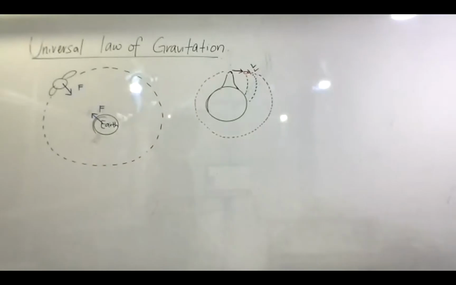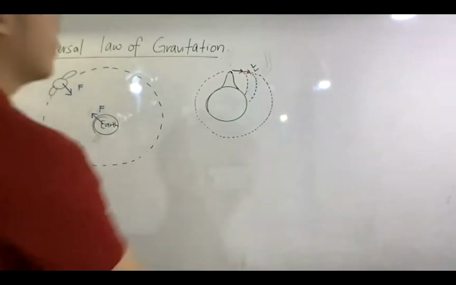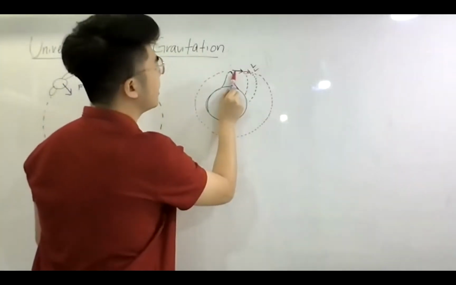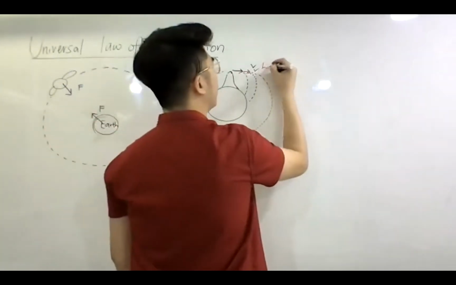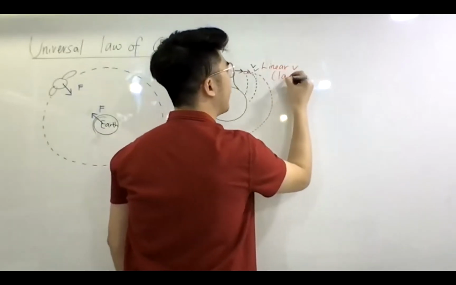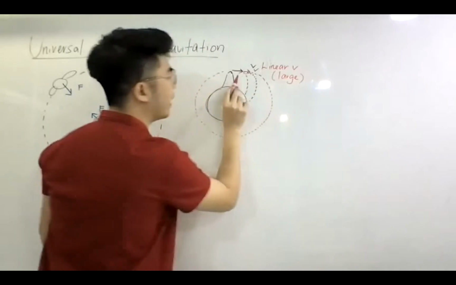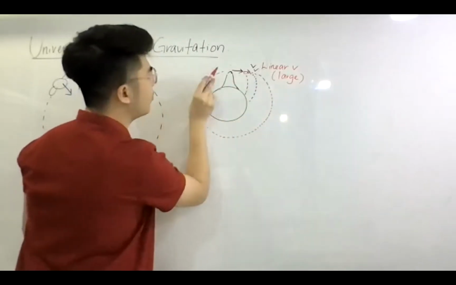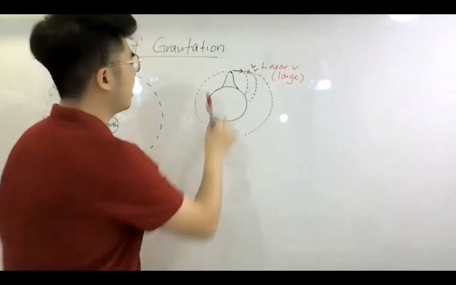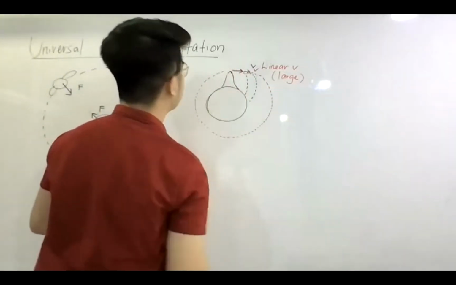What we get here is a circular motion. We get an orbit. What have I done here at first? I give it linear velocity, linear v. This linear v is so large that it can go around the Earth without falling towards the Earth. How is this possible? Okay, let's see. What is the physics behind this?